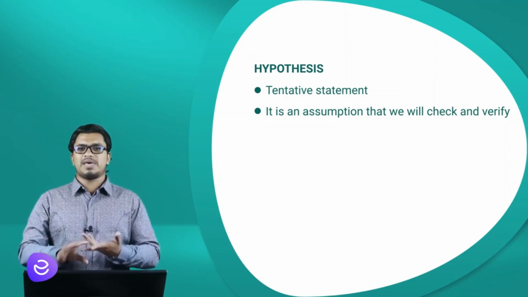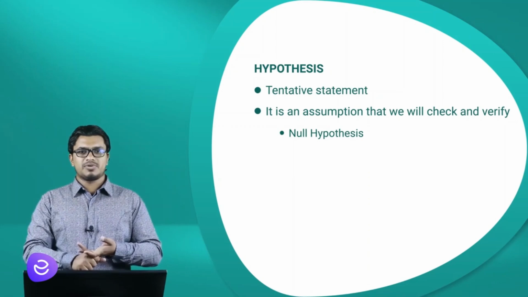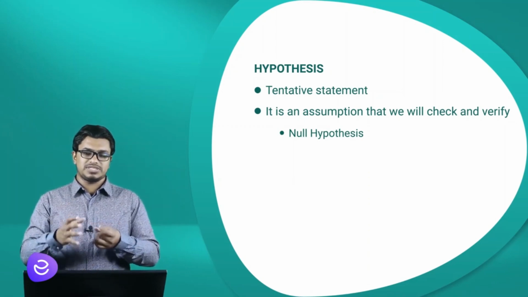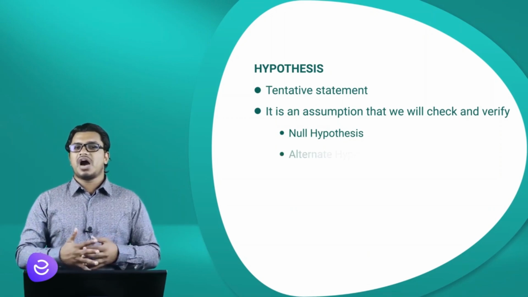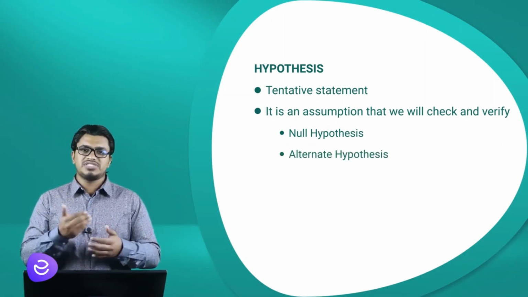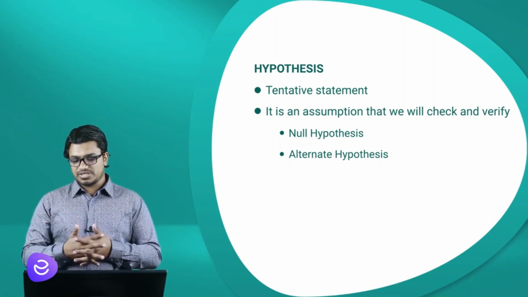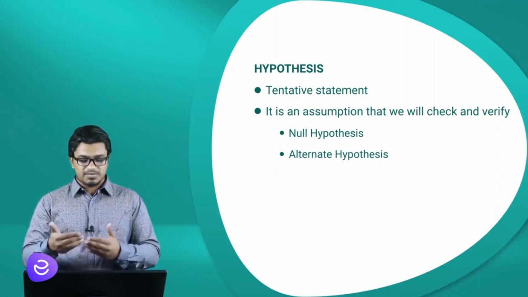We have two types of hypothesis, as you all know. The null hypothesis, which is the not part of the hypothesis, and then we have the alternate hypothesis. So we try to reject or accept the null hypothesis. So this is what identifying variables and formulating hypothesis means.